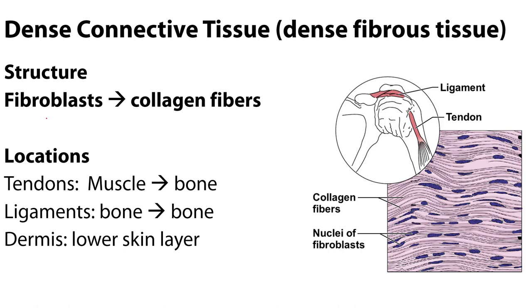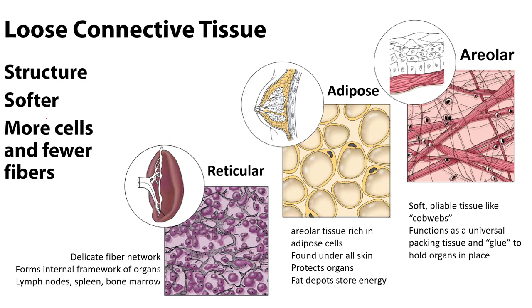And so when you rip a tendon or you rip a ligament, it takes a long time to heal, and sometimes they don't ever fully heal because there's not a rich supply of blood getting there. Then there's loose connective tissue. And loose connective tissue, it's basically a lot of space, a lot of gaps in there.